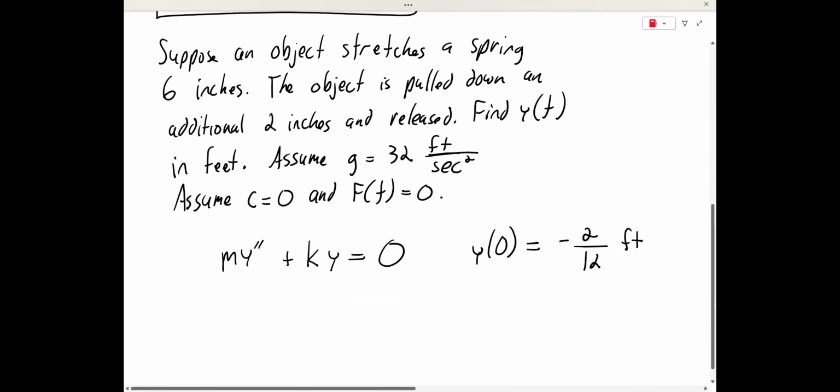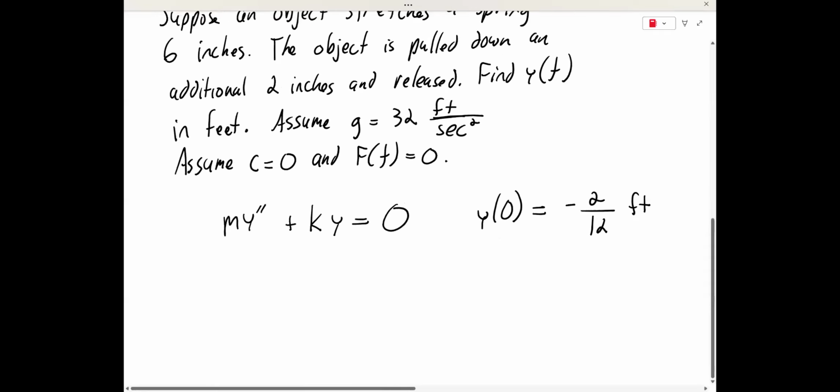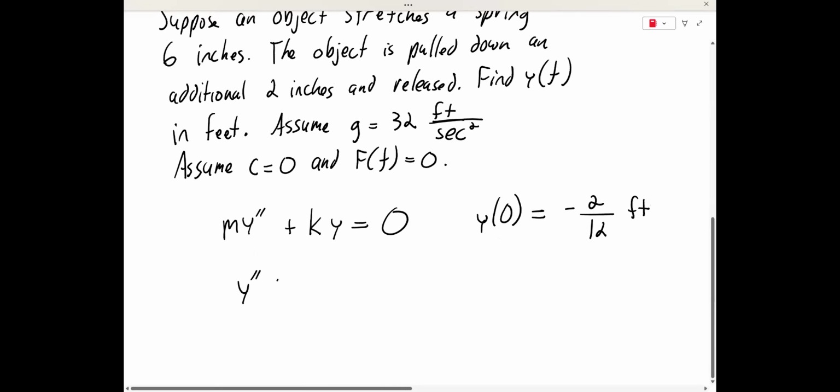Now, if you look at this here, there seems to be an issue, because I don't know the m, and I don't know the k, right? Neither one was given here. I don't know what the mass is, and I don't know the spring constant. But there's actually enough information to do this, believe it or not. If you divide through by m, you get y double prime plus k over m y equals 0. So you get this here.